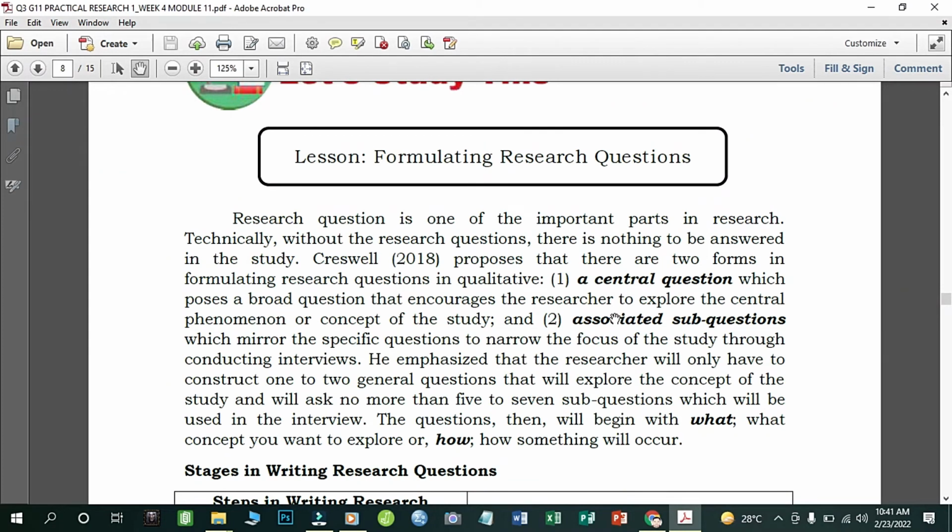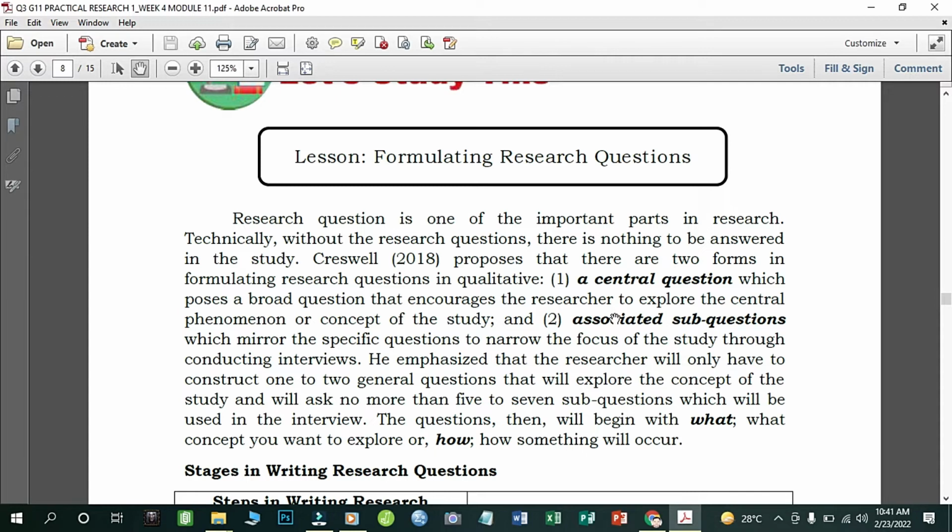Formulating research questions. Research question is one of the important parts in research. Technically, without research questions, there is nothing to be answered in the study. Creswell 2018 proposes that there are two forms in formulating research questions in qualitative research. Number one is a central question, which poses a broad question that encourages the researcher to explore the central phenomenon or concept of the study. This is the main problem at hand in your research, just like we have in our example earlier about computer addiction and the overweight.